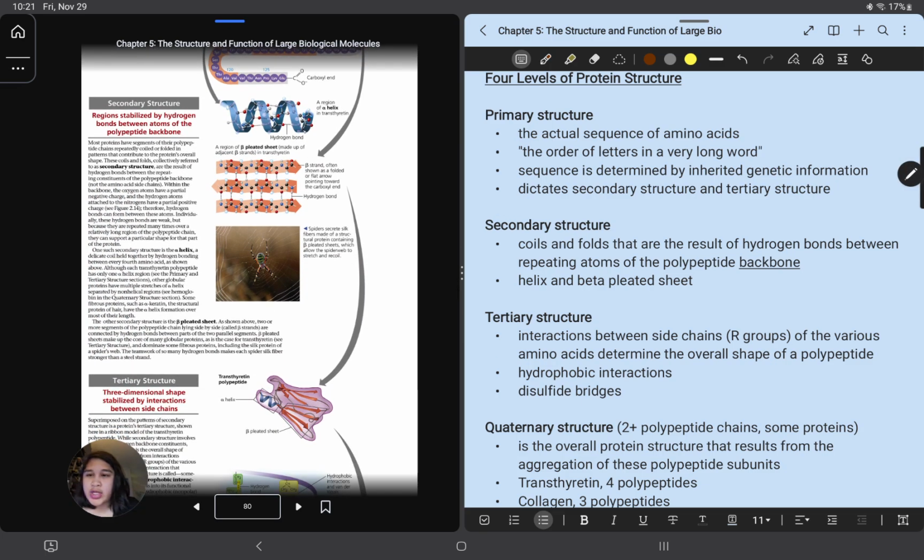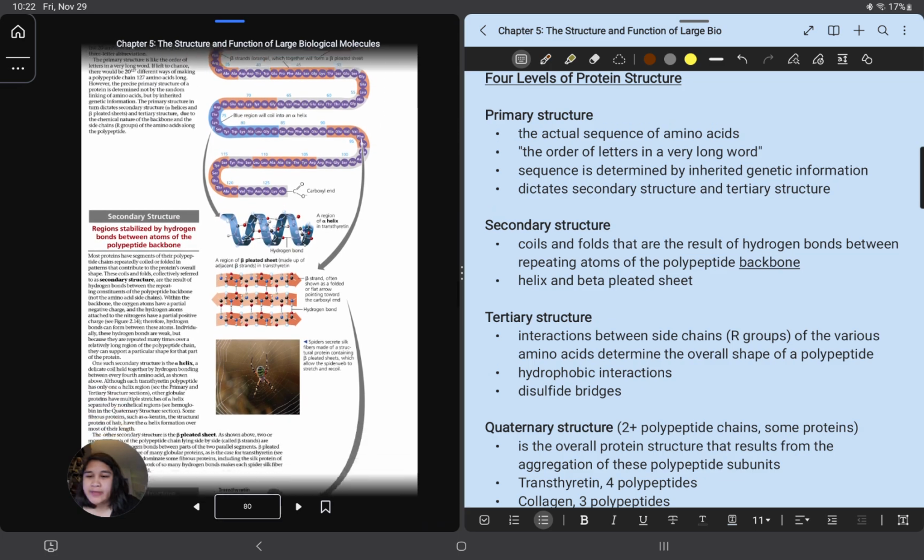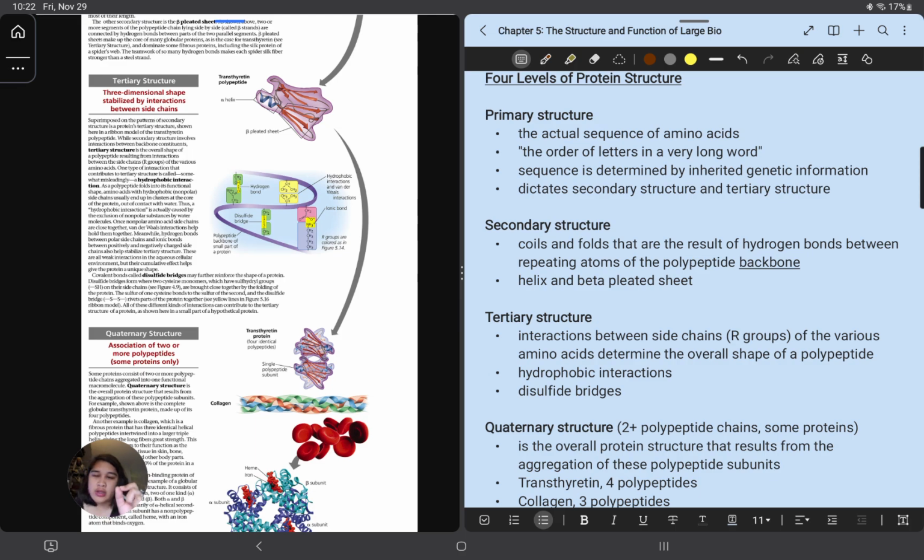In secondary structure, the regions become stabilized by hydrogen bonds between atoms of the polypeptide backbone. So this is when the yarn starts to take some form of a shape through hydrogen bonds within the yarn. Tertiary structure is the three-dimensional shape stabilized by interactions between side chains. So in secondary structure, we have the hydrogen bonds between the actual atoms of the polypeptide backbone. And just remember, the side chains are the aspects of the polypeptide backbone that are sticking out. So the tertiary structure is when there are bonds between the side chains rather than the backbone itself.